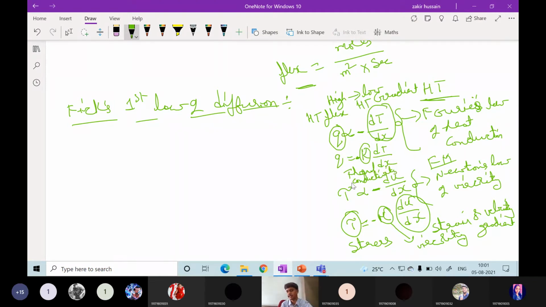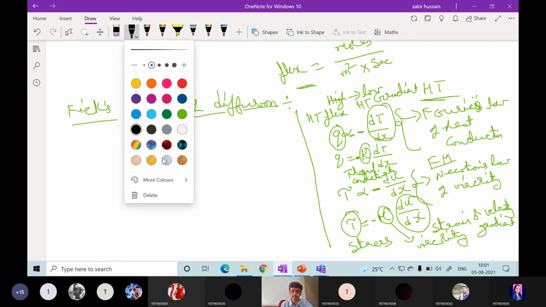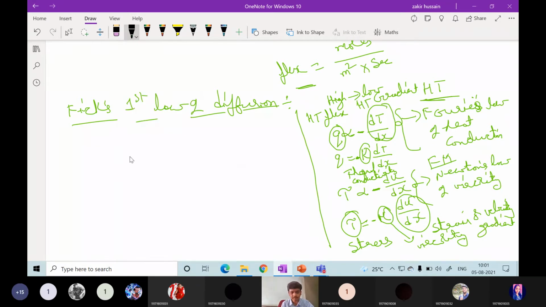Similarly, if you know these equations, you can easily define Fick's first law of diffusion. How can we define Fick's first law of diffusion? In mass transfer, the flux is denoted by JA or NA. What is the meaning of JA and NA? We will see later. For the time being, just remember JA is the flux.